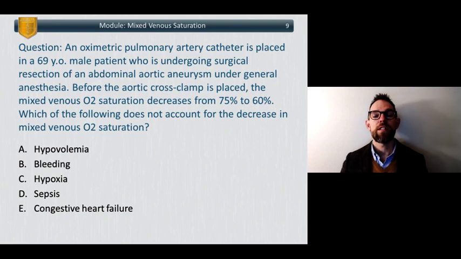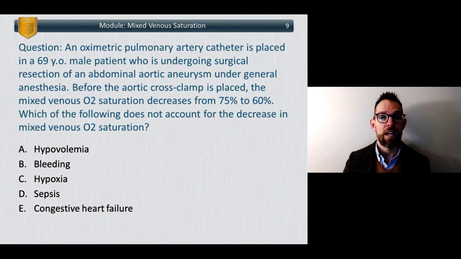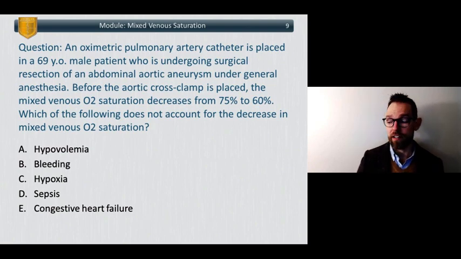Question. An oximetric PA catheter is placed in a 69-year-old male patient who is undergoing surgical resection of an abdominal aortic aneurysm under GA. Before the aortic cross clamp is placed, the mixed venous saturation decreases from 75 to 60. Which of the following does not account for the decrease in mixed venous oxygen saturation? A, hypovolemia, B, bleeding, C, hypoxia, D, sepsis, or E, congestive heart failure? I'll give you a moment to work through that.